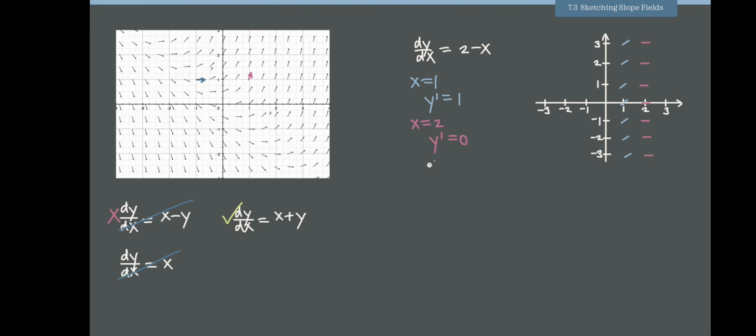And then at x equals 3, y prime is going to be equal to negative 1. 2 minus 3 is a negative 1. So at x equals 3, we could sketch in a slope, something like this, about negative 1. And we could keep going. We could keep calculating values here at x equals 0, x equals negative 1, negative 2, negative 3 for these different values of y, and our slope field would really start to come together.